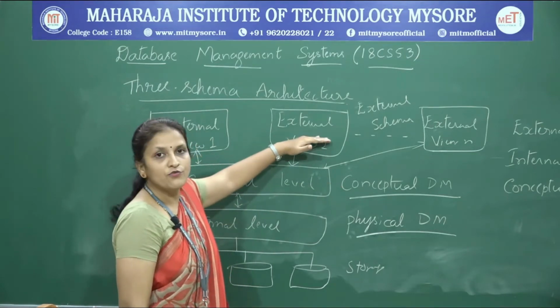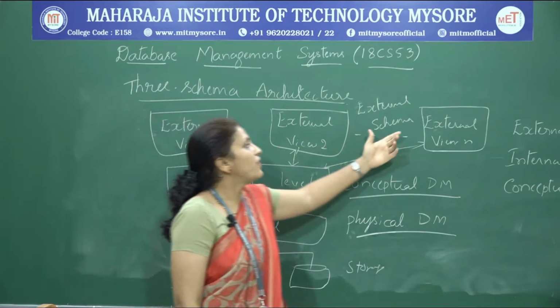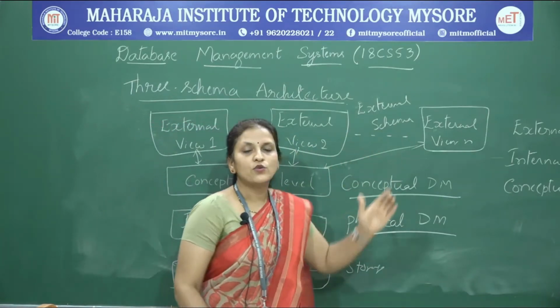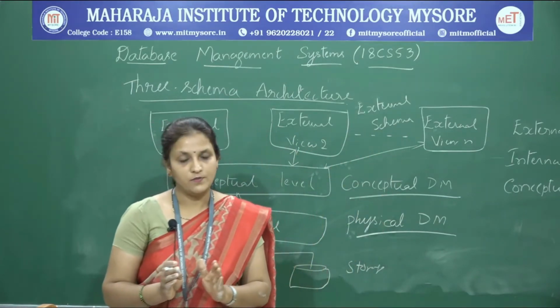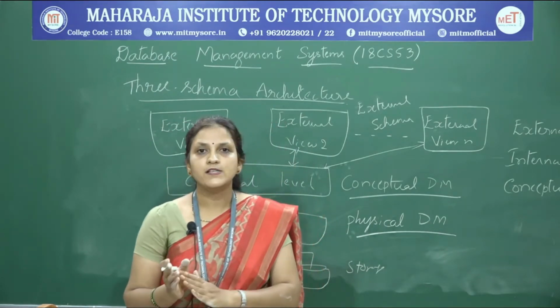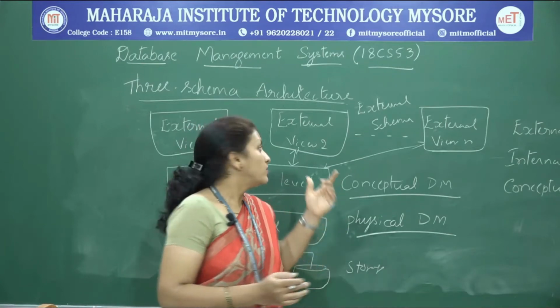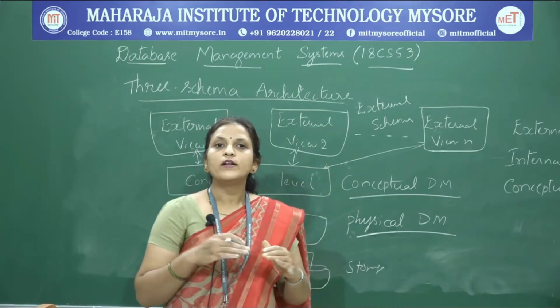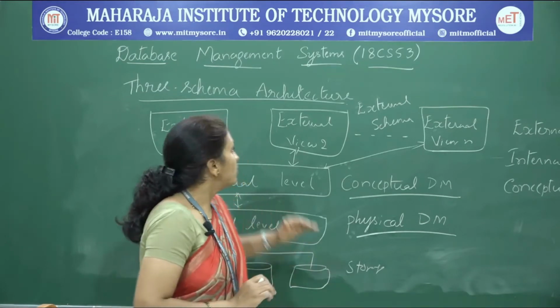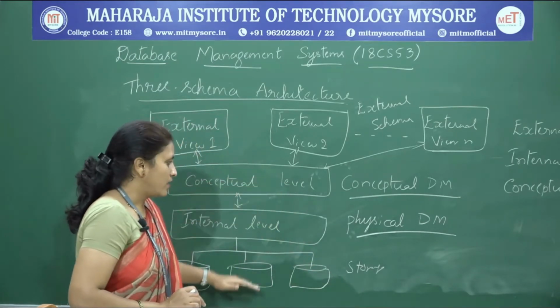Then comes the external view, where we are making use of external schema. Each external schema will have its own set of user groups. That means, for each set of user groups, a different external schema is being described, and each schema describes what exactly that particular user group is interested in. So, this is about 3 schema architecture.